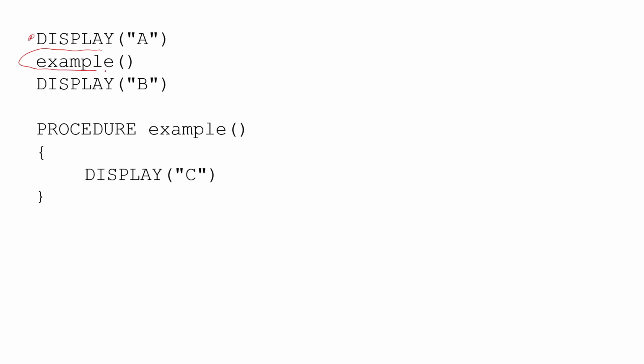Then I have, this is a procedure call right here, example with the open close parenthesis. And what that means is you're going to go to the procedure labeled example, and you're going to run that code segment in example. Okay, so what this looks like, our first line of code, remember it goes in order from top to bottom. So the first thing that's displayed is the letter A.